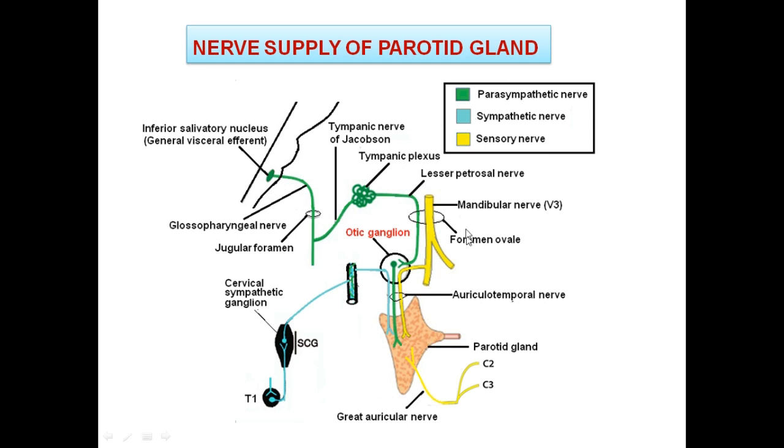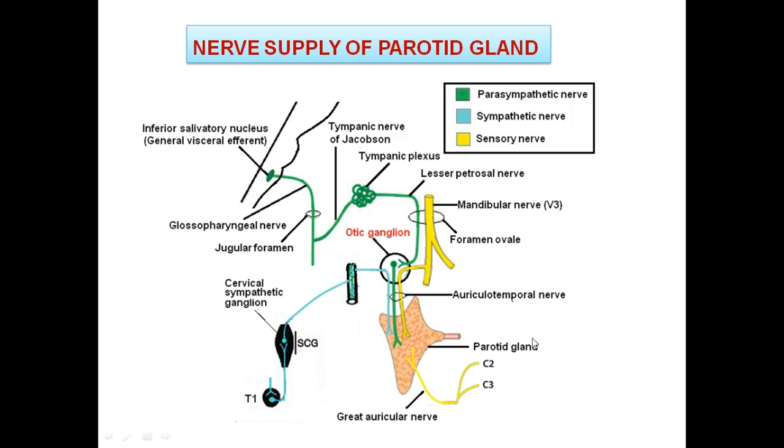The mandibular division of the trigeminal nerve passes through the foramen ovale, then it gives the auriculotemporal nerve, which passes through the otic ganglion, then pierces the parotid gland. So the auriculotemporal nerve consists of parasympathetic nerve fibers and sensory nerve fibers.